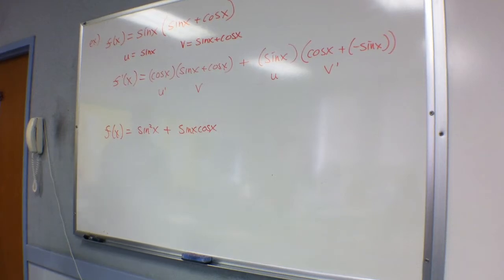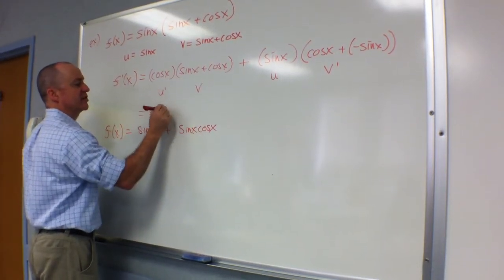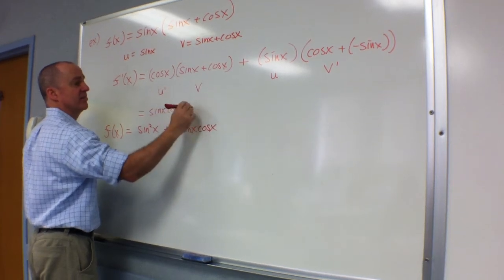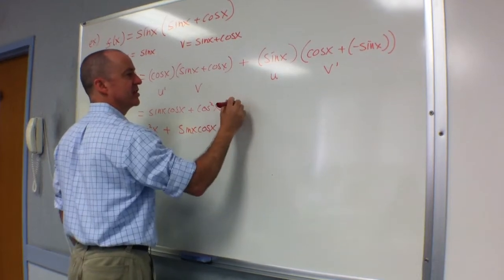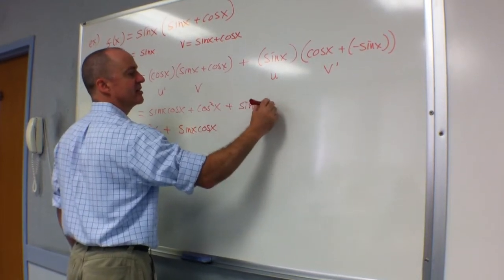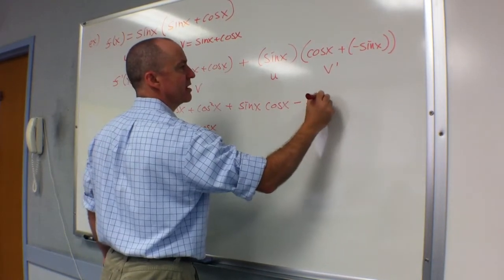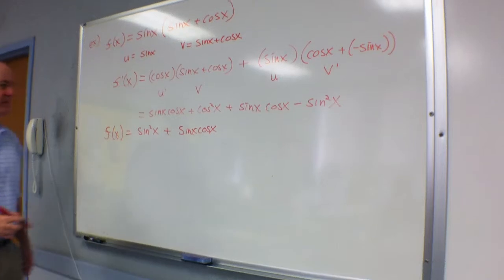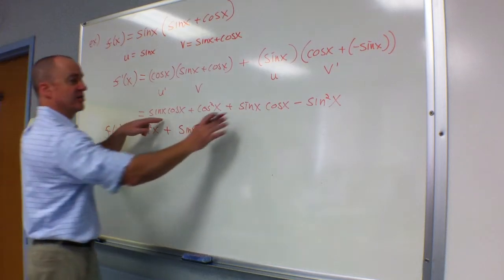Yeah. Okay. Do a little distributing, and I'm going to get sine x cosine x plus cosine squared x plus sine x cosine x minus sine squared x. What's very frustrating about this? The sine x cosine x is not going away.